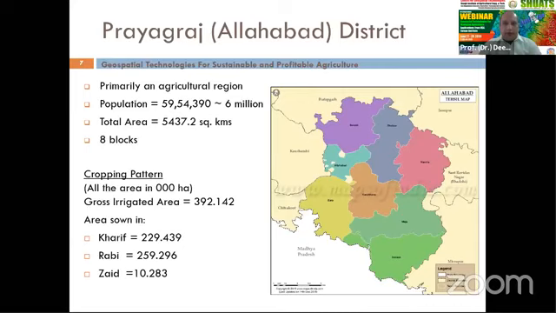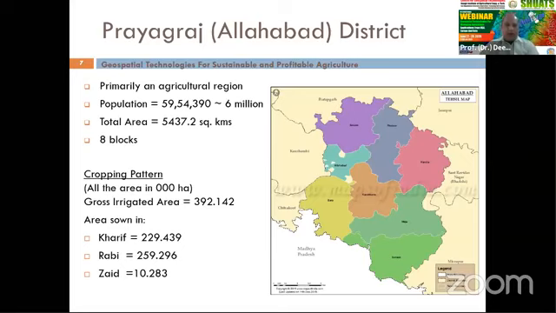Let's see some background information about this Prayagraj region. It's primarily an agricultural region. The population is around 59 lakhs and 54,000, so in terms of millions, it's almost 6 million. The area is 5,400 square kilometers. It has 8 blocks, which are the subdivisions.